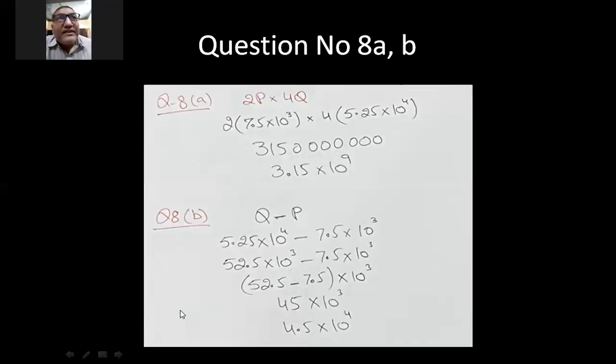So you can take 10 raised to the power 3 common. So inside the bracket you will have 52.5 minus 7.5, bracket close, into 10 to the power 3. When you subtract 52.5 minus 7.5, you get 45 x 10^3. This is not in the standard form, so I will move this decimal one step to this side. So you will have 4.5 x 10^4.